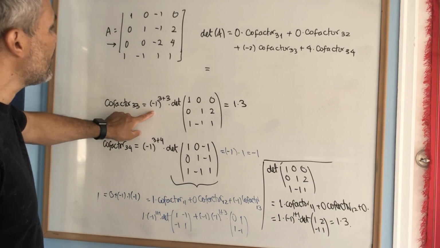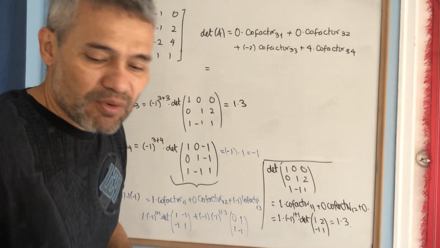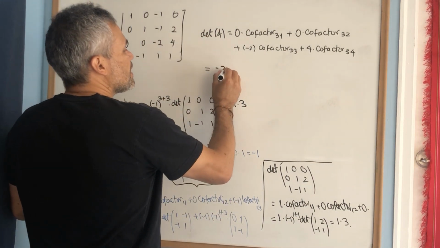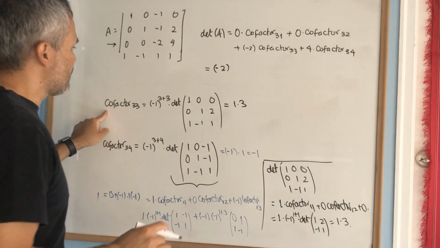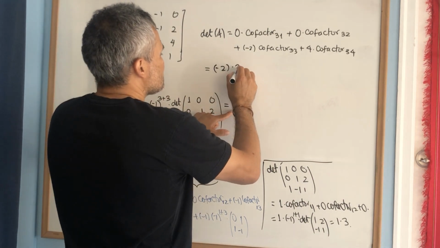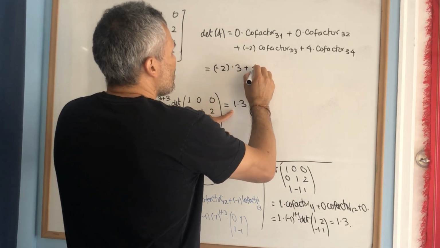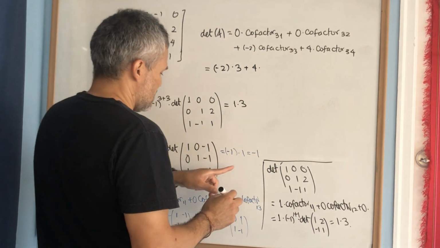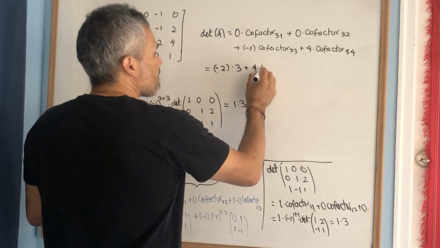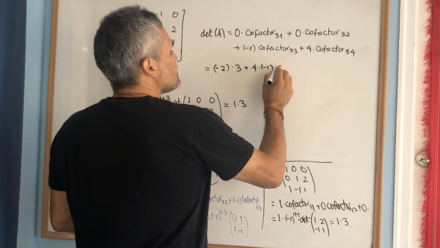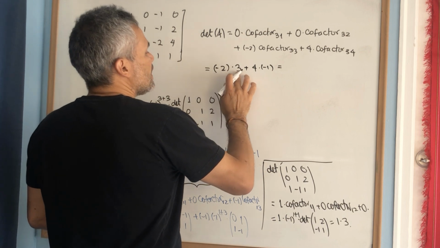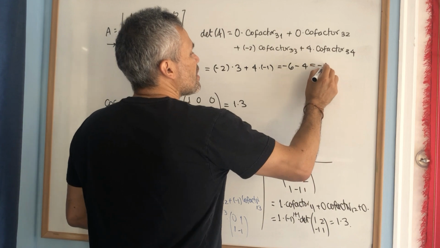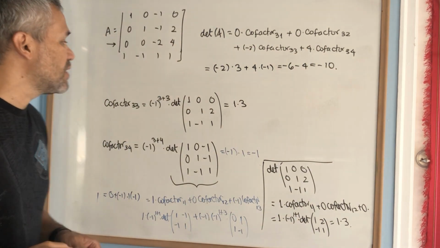And now that I have these two cofactors, I can keep going, and I can say that the determinant of A is negative 2 times the cofactor 3,3, but the cofactor 3,3 is just 3, plus 4 times the cofactor 3,4, which is negative 1. And then this is equal to negative 6 minus 4, and this is equal to negative 10.